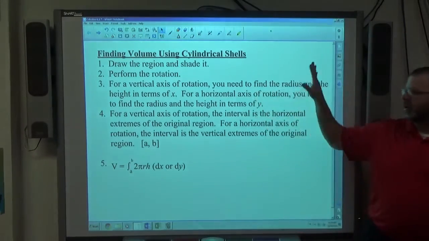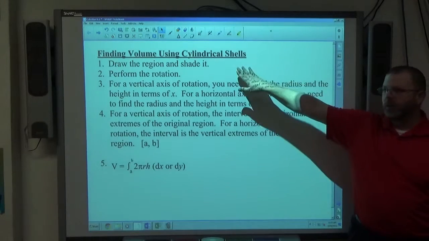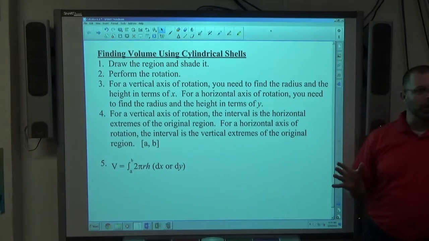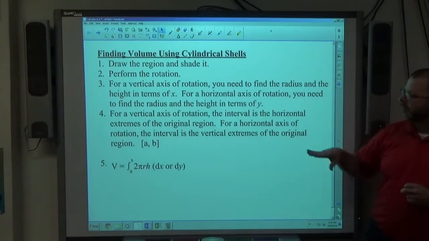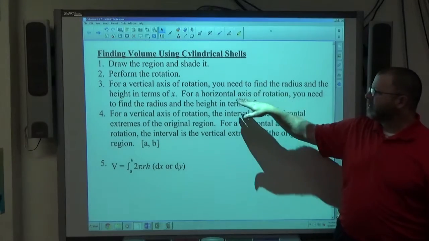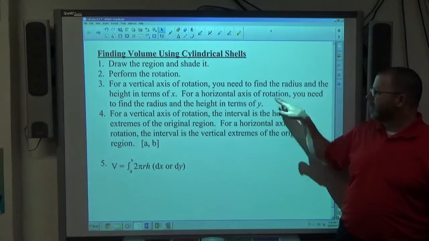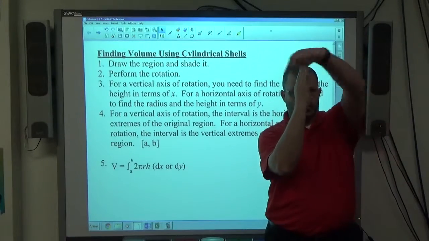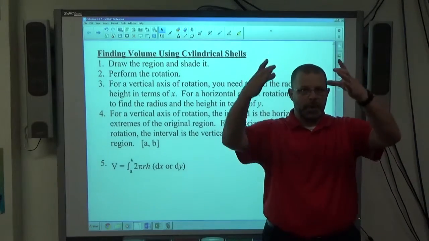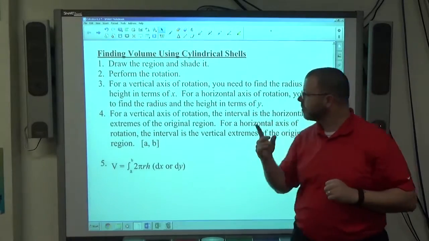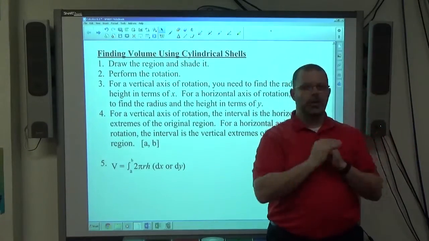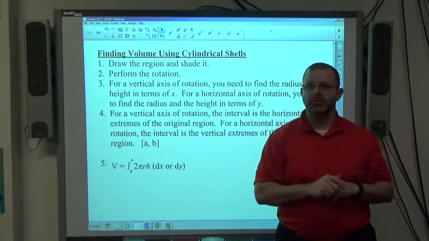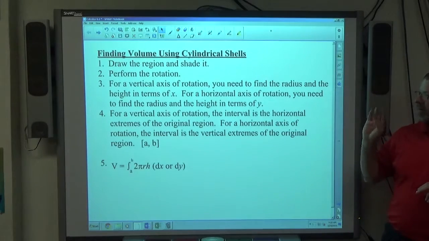And how we do it: the first two steps are what we did before. Draw the region, shade it, perform the rotation. Do exactly the same stuff. But then we're going to build a cylinder. Okay. For a vertical axis rotation, you need to find the radius and the height in terms of x. For a horizontal one, you need to find the radius and height in terms of y. So before, we found this cross section and went up and down, and we did a dy integral. For this one, if we got this, we're going to do a dx integral. And if we do that, we're going to do a dy integral.